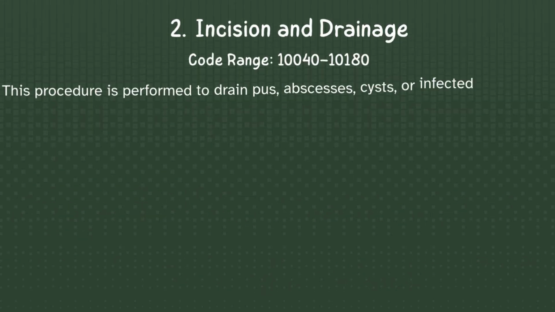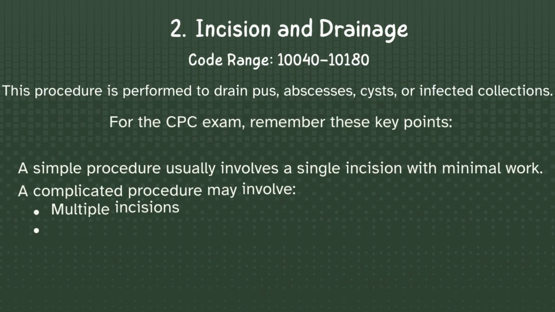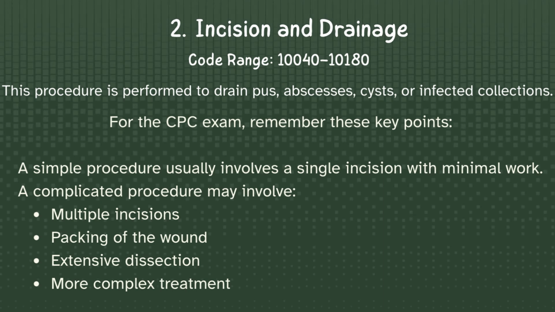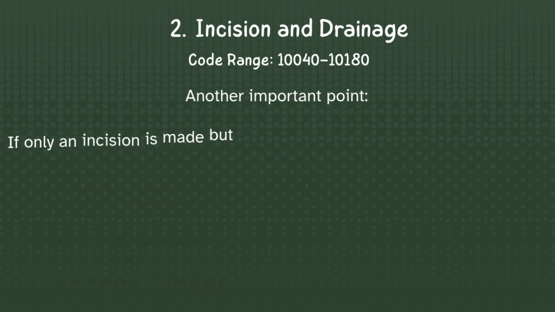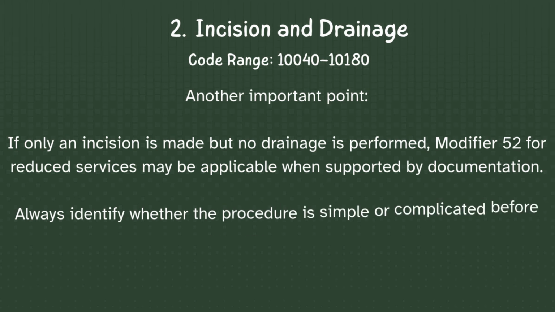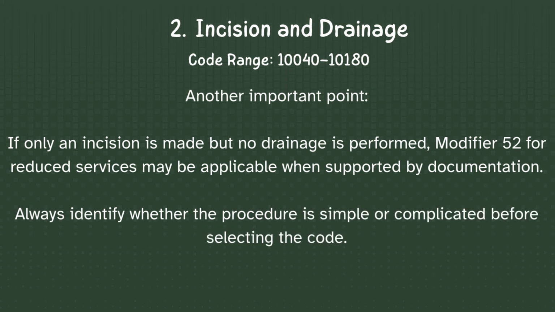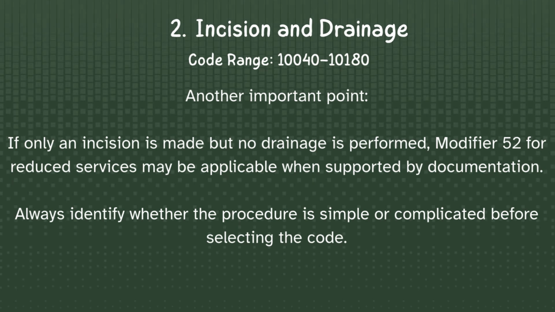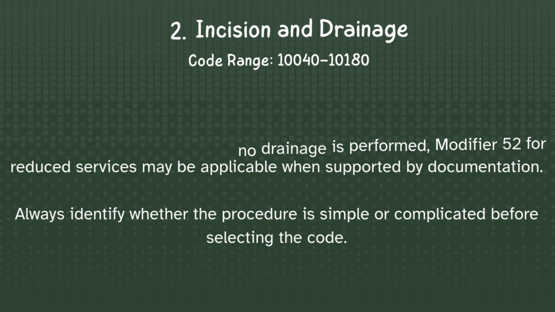Next, incision and drainage, also known as I&D. This procedure is performed to drain pus, abscesses, cysts, or infected collections. Important points: if only an incision is made but no drainage is performed, modifier 52 for reduced services may be applicable when supported by documentation. Always identify whether the procedure is simple or complicated before selecting the code.